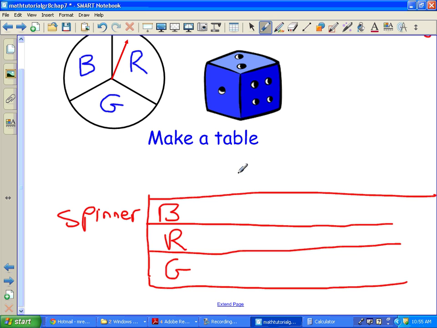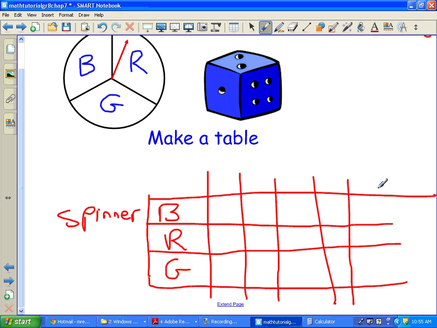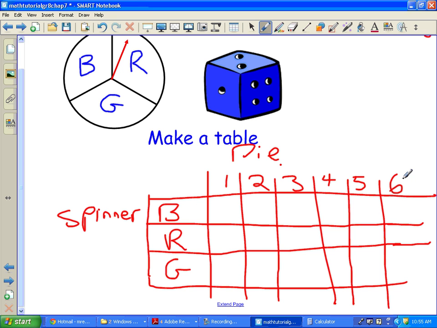Now at the top then, I need to come up with my die. And what's my 6 possible choices? Well, I could get a 1, 2, 3, 4, 5, and that'll give me 6 choices at the top. For the die, I could get a 1, a 2, a 3, a 4, a 5, or a 6. So I put my 3 possible outcomes for my first event and my 6 possible outcomes for my other event. So this works very well when you have just 2 events, 2 things happening in other words.